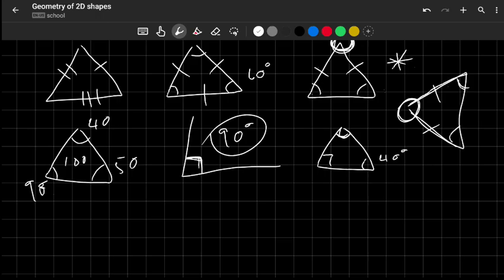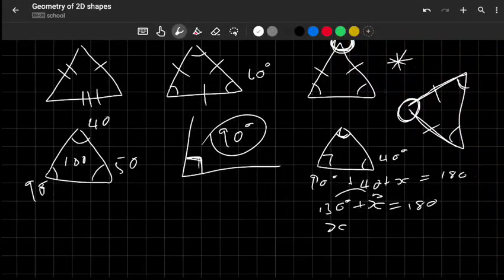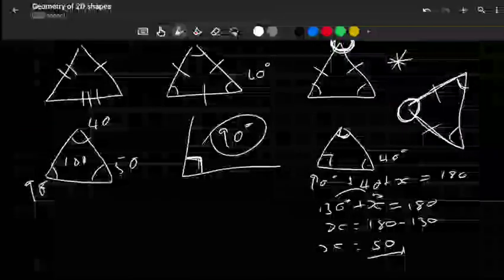So already you would know that this is 90 degrees plus 40 degrees plus the unknown angle, we'll say x, equals 180. 40 plus 90 is 130 degrees plus x. To find x by itself, you have to take the 130 to the other side. 130 is positive here, so that side it will become negative, so it's going to be 180 minus 130, and x will then be 50 degrees.